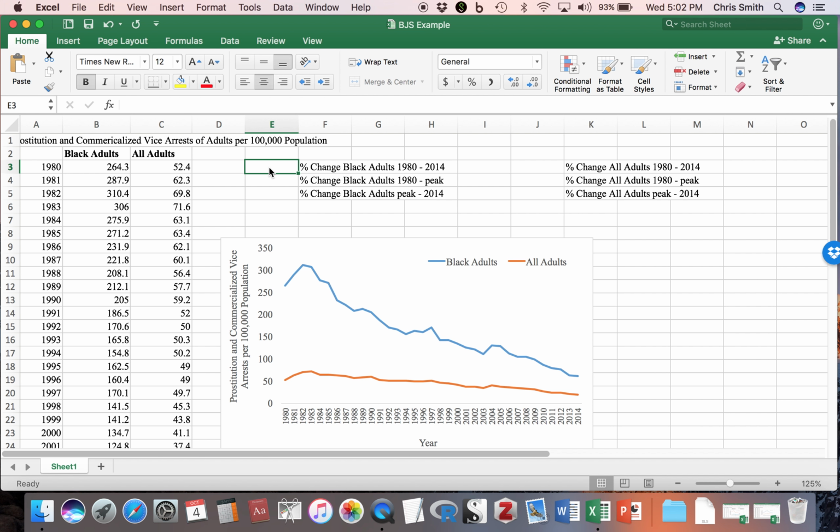First, I will demonstrate how to calculate percent changes in my analysis of the BJS UCR data. This is the data set in which I compared the rates of Black adults arrested for prostitution and commercialized vice to all adults. I want to calculate 3 percent changes for each line in my line graph. This allows me to ask 3 questions. 1. What was the percent change from the earliest data point to the most recent data point?